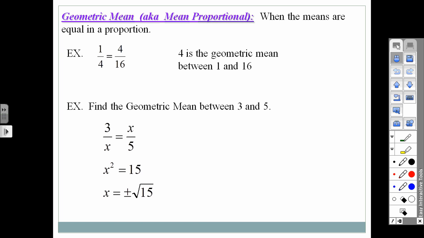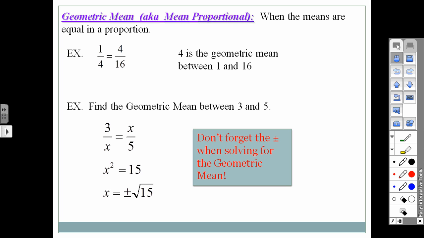Taking the square root of both sides, we get x equals plus or minus the square root of 15. And yes, if you can simplify the square root of 15, you would. We can't, so we won't. But what you do have to remember is your plus or minus sign. A lot of people will forget the plus or minus sign, and that will be your careless mistake for the quiz or the test. So don't let that be you. Whenever you're taking the square root of both sides in an equation, you have to remember your plus or minus sign.